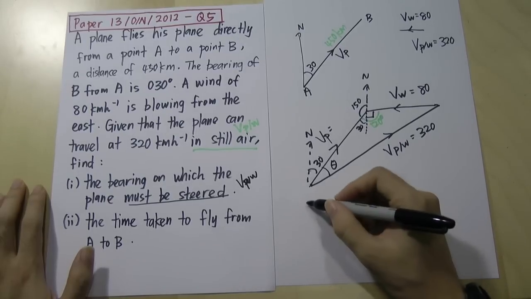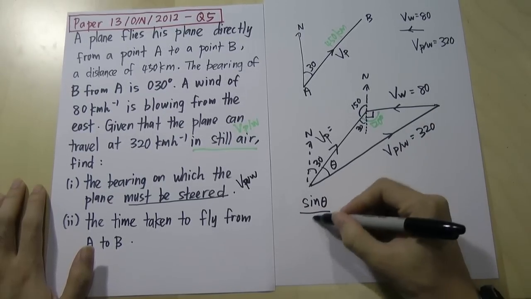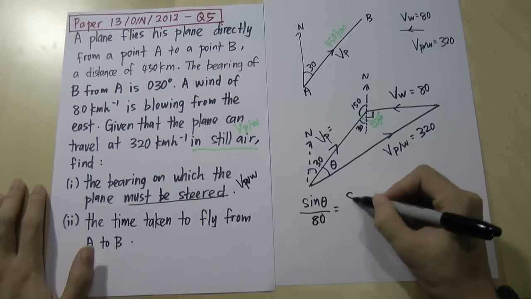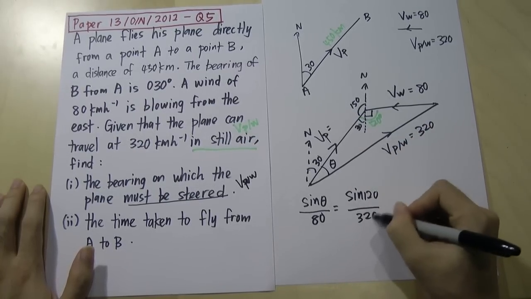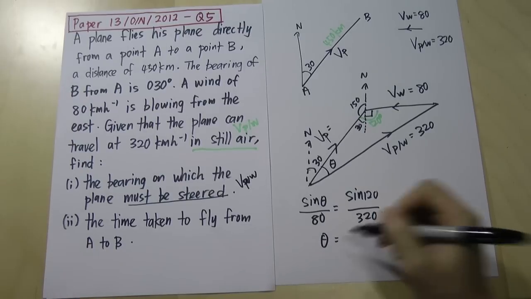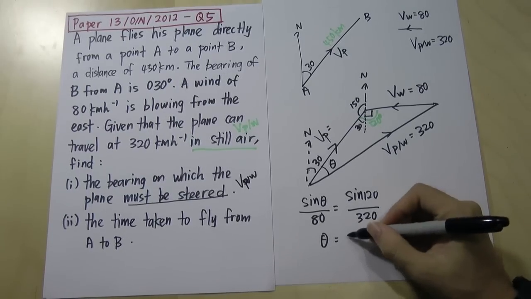I know I can use the sine rule. So sine of this angle over opposite length will be 80, and then this one will be sine 120. Opposite speed will be 320. Of course, if you press the calculator, you can easily get the answer. I make sure I calculate in degrees, then I press sine 120 divided by 320 multiplied by 80. Then I just shift sine, answer. Then I got the angle is actually 12.5.